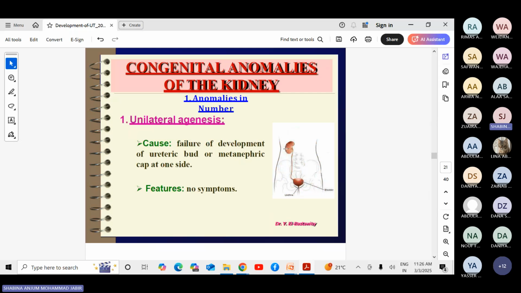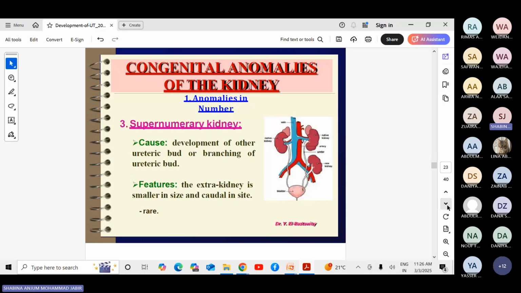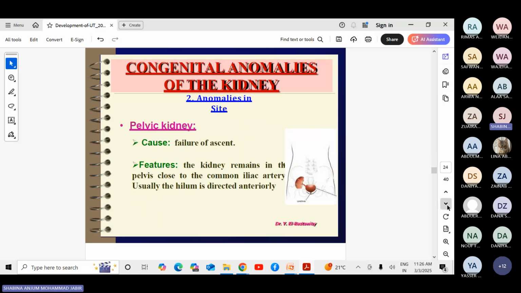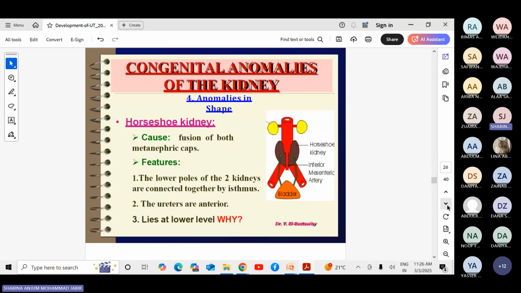And another important thing is ascent of the kidney. The kidney once developed has to ascend to its normal position in the iliac fossa. So these are the congenital anomalies. This is the polycystic kidney where there is failure of fusion between the nephrons and the collecting tubules. We have another anomaly called horseshoe kidney.